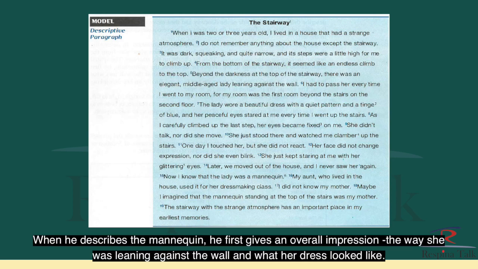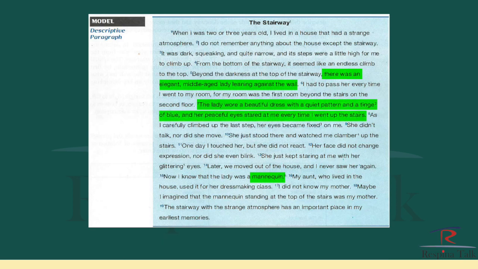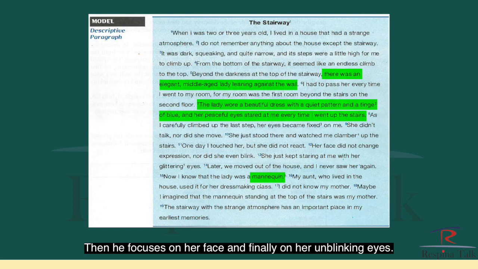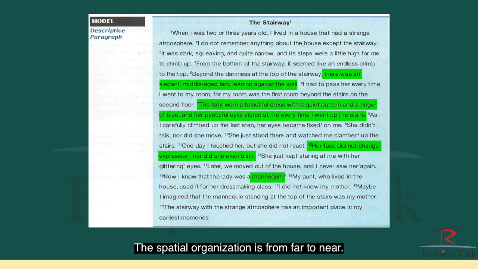When he describes the mannequin, he first gives an overall impression, the way she was leaning against the wall, and what her dress looked like. Then he focuses on her face, and finally on her unblinking eyes. The spatial organization is from far to near.